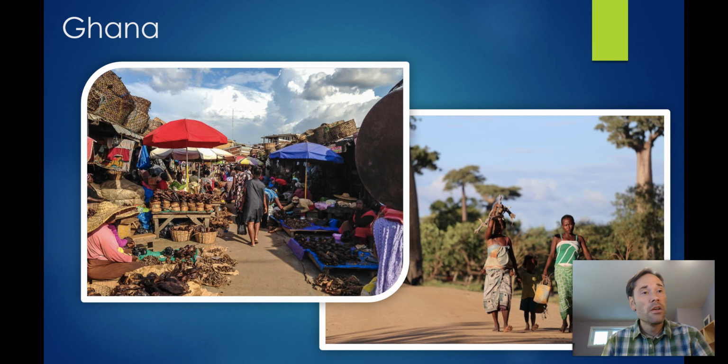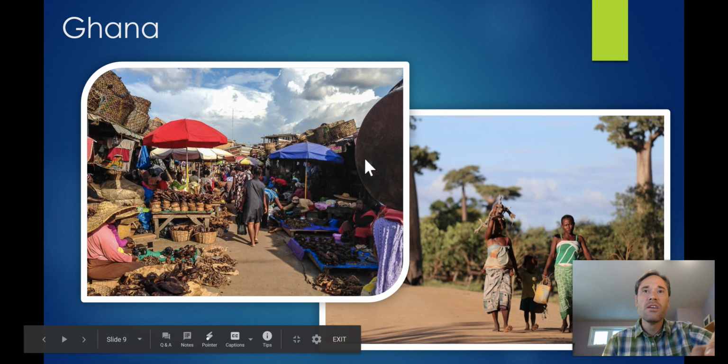On the right-hand side is just some lovely women and their children walking down the street in Ghana. Maybe it'll come to me. But anyway, so this is Ghana. We were there for 36 days.